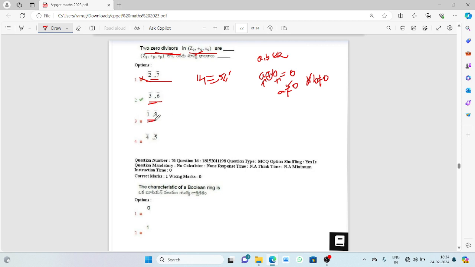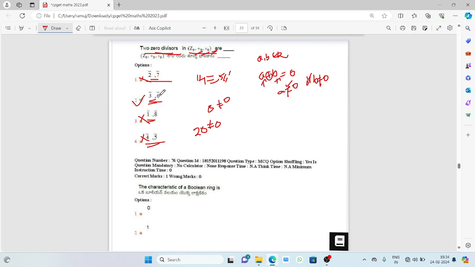So if you multiply 1 into 8, you will get 8. If you apply the multiplicative modulo 9, you never get 0. So this is also not correct. If you take 4 into 5, you will get 20. If you apply modulo 9, you never get 0 here. So this option is also wrong. So only option 2 is left, so we can say that this option is correct.